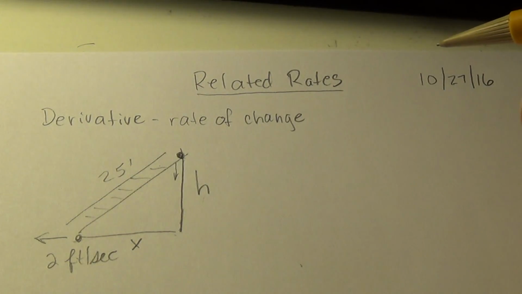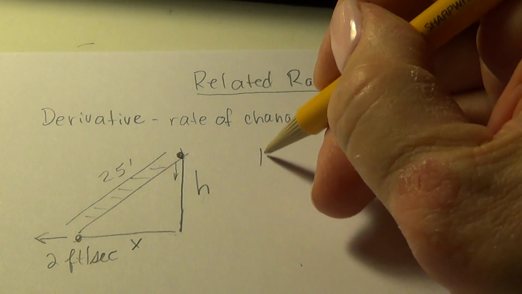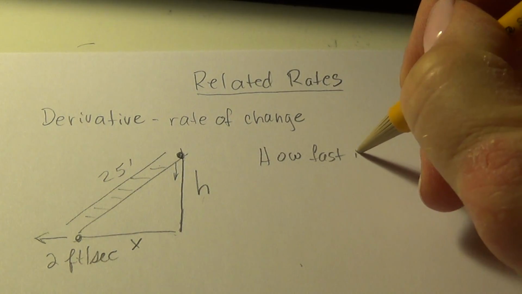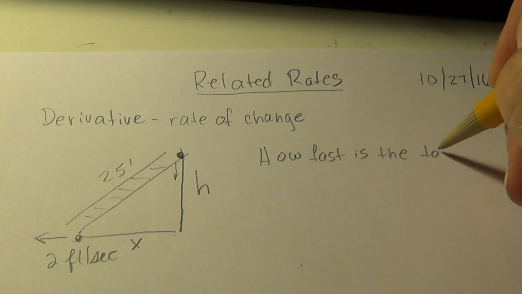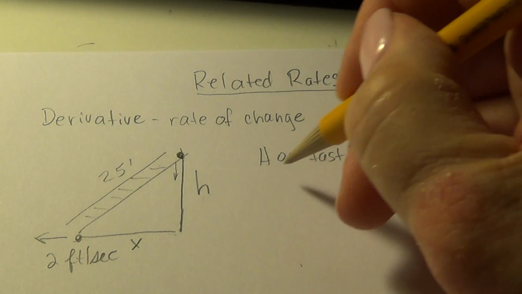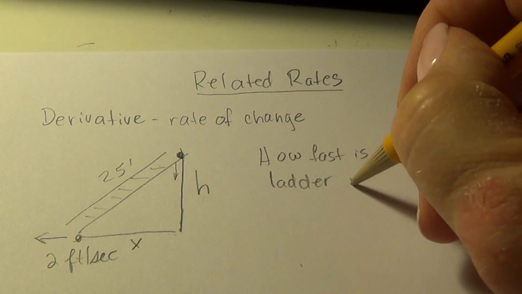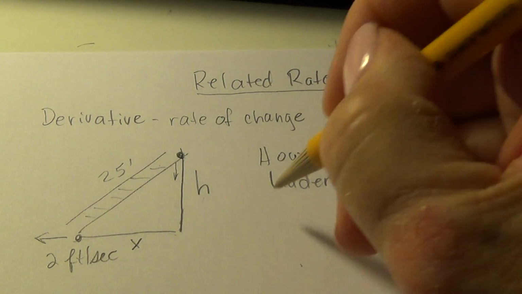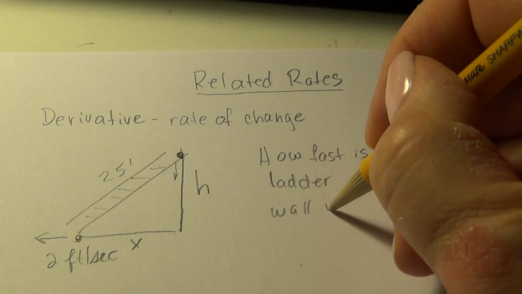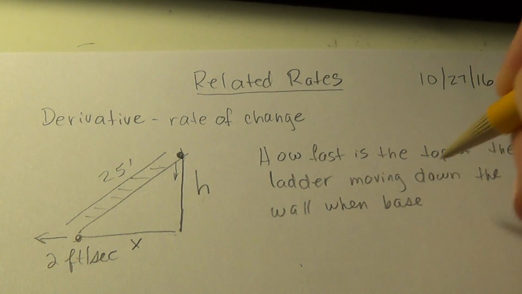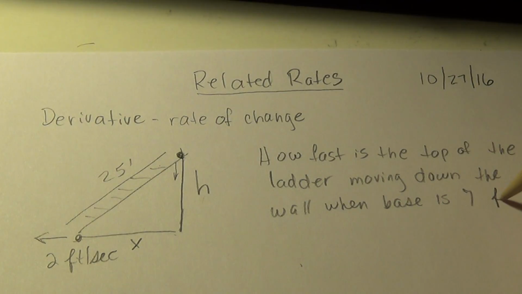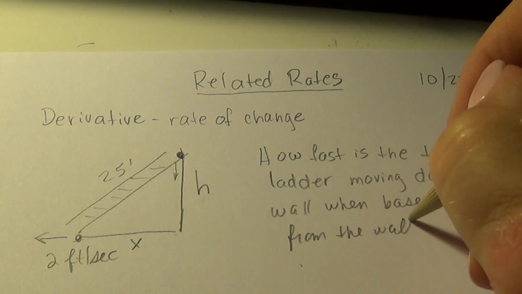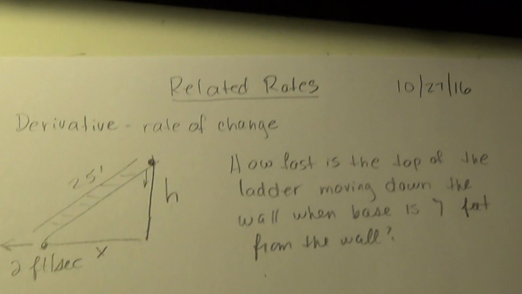And here's the kind of question you'll have to answer. How fast is the top of the ladder moving down the wall when the base is 7 feet from the wall? So that's the kind of question that we're going to ask.